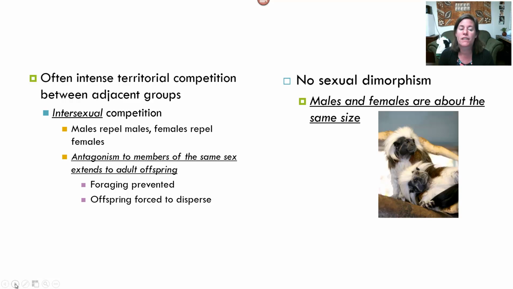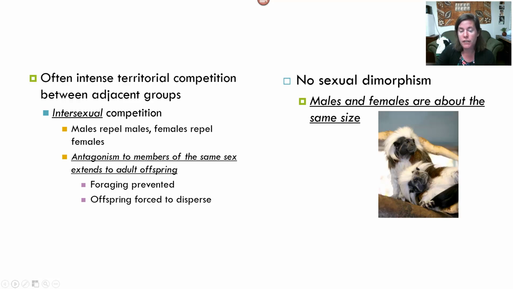The antagonism to members of the same sex often even extends to adult offspring of the same sex. For example, resident males will often exhibit intense agonistic behavior towards their sons, while adult females will display intense agonistic behavior towards their daughters. They prevent them from foraging in high-quality areas. They generally force the offspring to disperse to a different territory, and often this antagonism results in physical aggression, biting, chasing, and can be very intense.